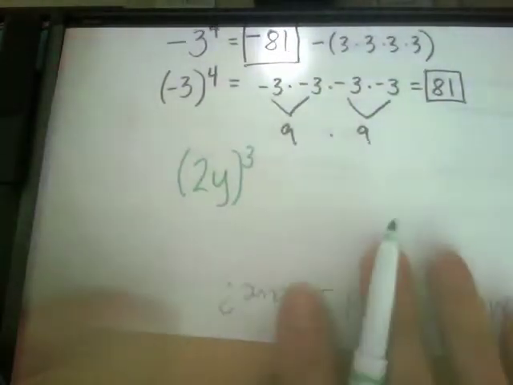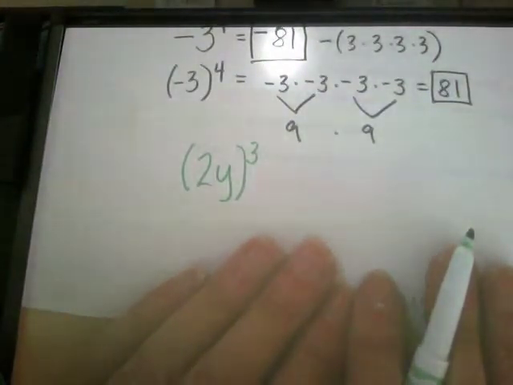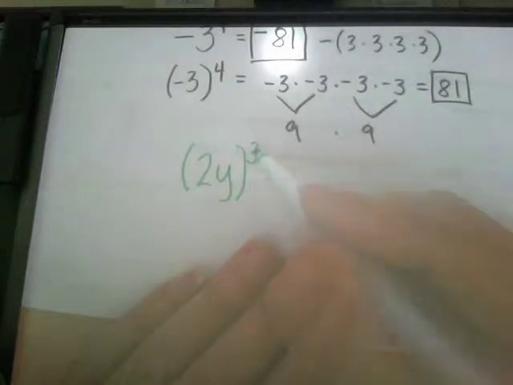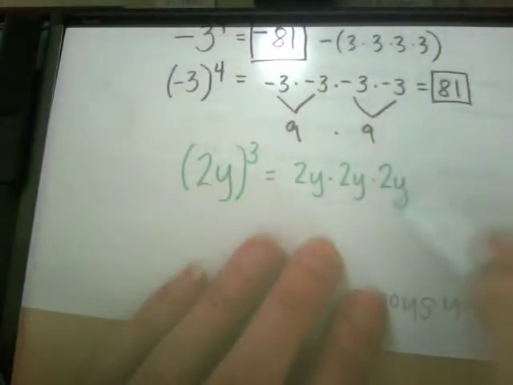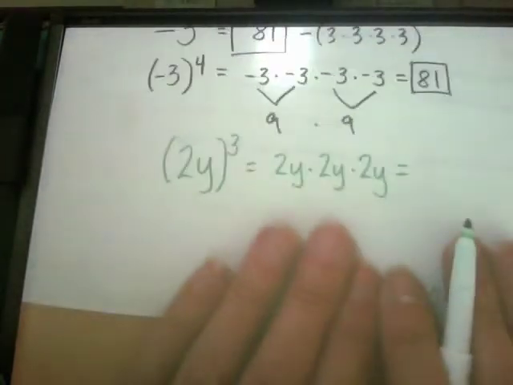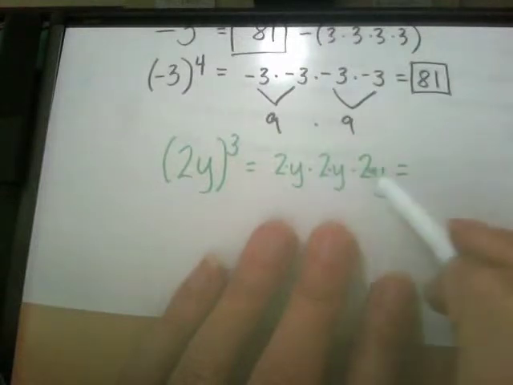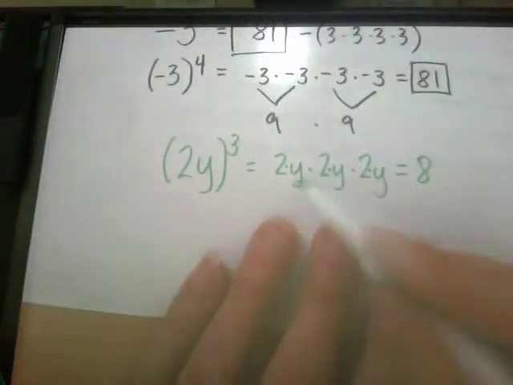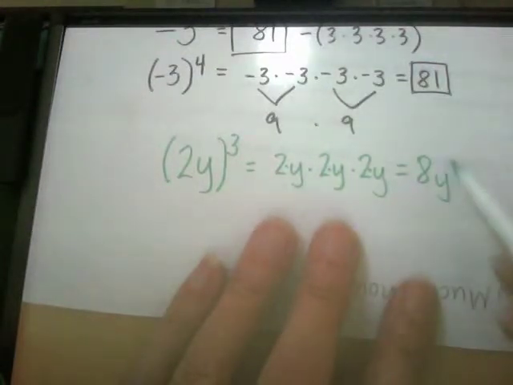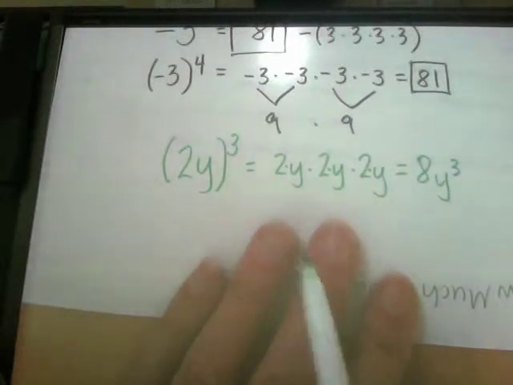2y to the power of 3. The parentheses are saying this is everything inside the parentheses times itself 3 times. So this is 2y times 2y times 2y. And again, the 2 is being pushed by the y, so those are being multiplied. 2 times 2 times 2 is 8. Y times y times y, y cubed. Everything in the parentheses is the thing that's being multiplied by itself.